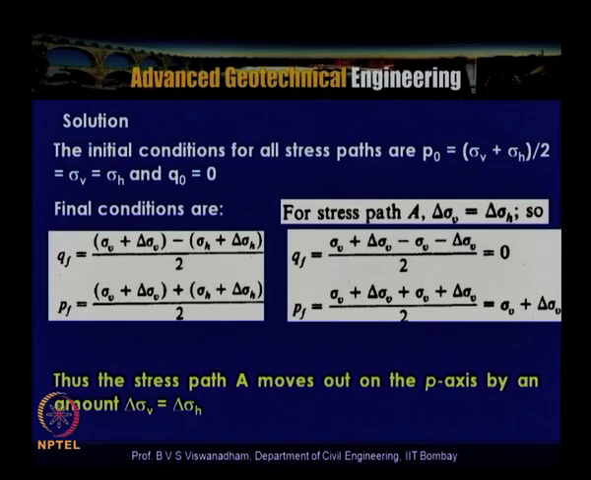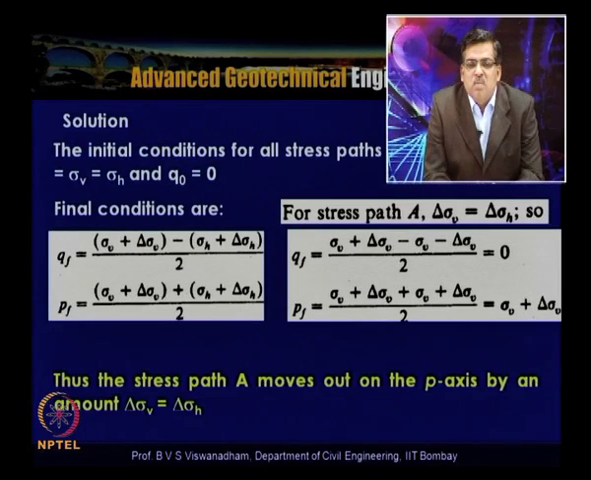And the final conditions are given as QF, which is nothing but sigma V plus delta sigma V minus sigma H plus delta sigma H by 2, and PF is equal to sigma V plus delta sigma V plus sigma H plus delta sigma H by 2. So when we substitute these conditions, what we have for stress path A, in order to obtain stress path A, given the loading condition, is that initially sigma V is equal to sigma H and delta sigma V is equal to delta sigma H.